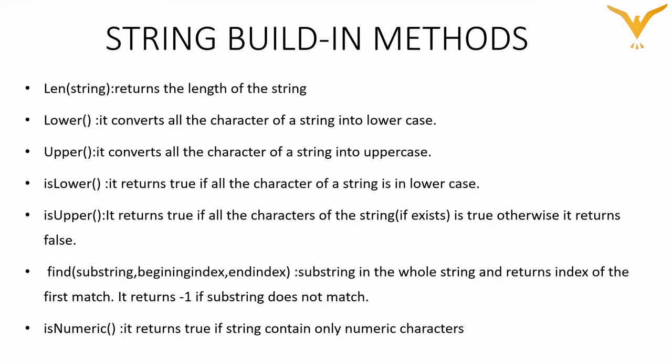The find method is used to find a substring in the whole string. If the substring is present, then it will return the index of the first match, otherwise it will return -1. isnumeric returns true if the string contains only numeric characters, otherwise it will return false. So now let's see all these built-in methods practically one by one.